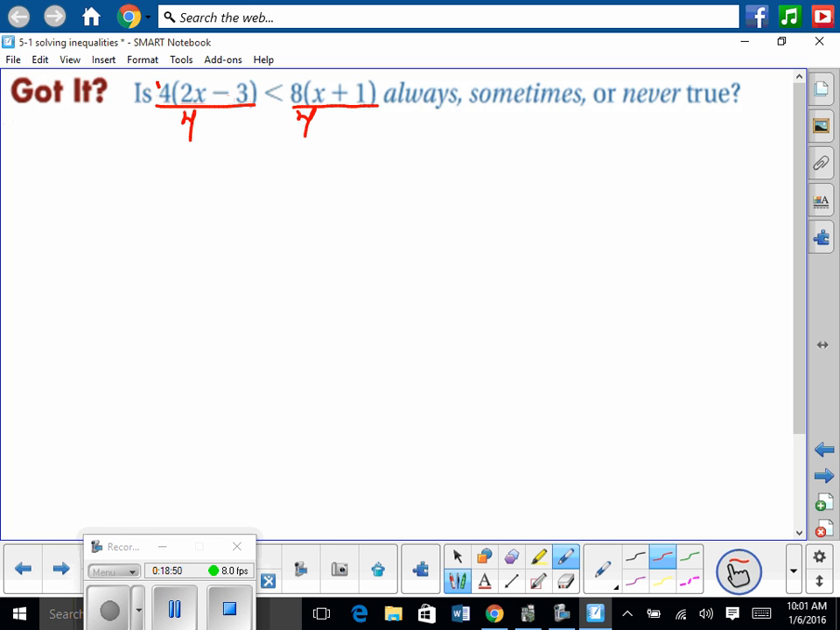So the 4's divide out and become 1, leaving me with 2x minus 3. And I have is less than 2 times x plus 1. 8 divided by 4 is 2. Do you see how I did it? You could have distributed it and done it different.